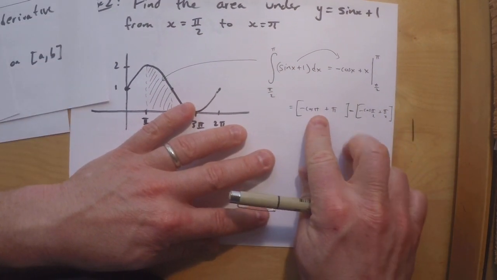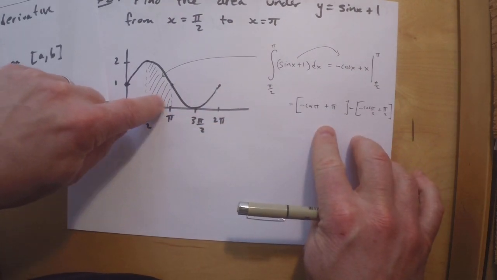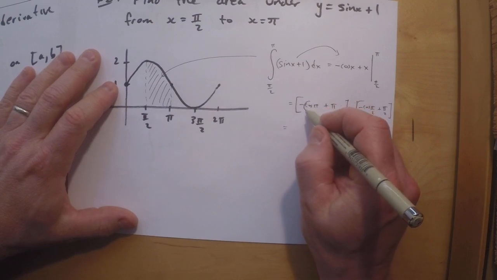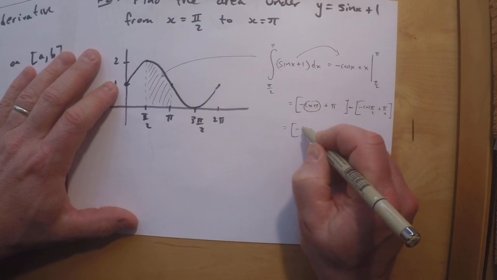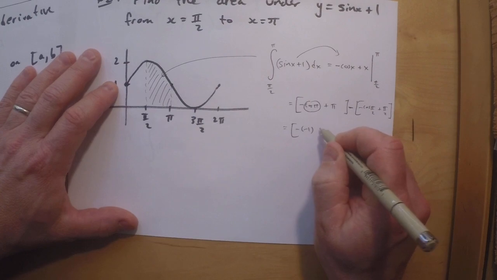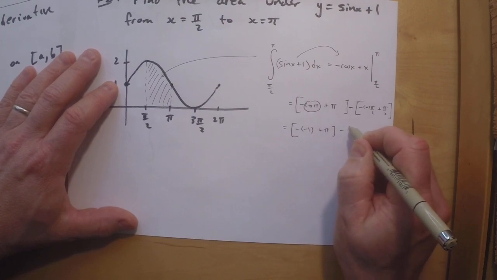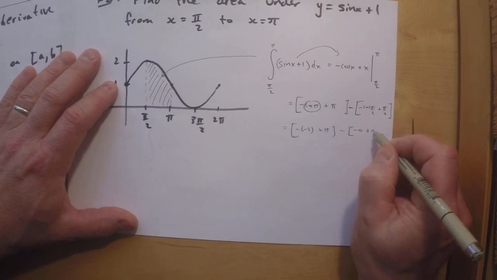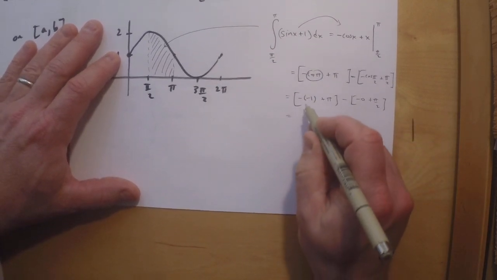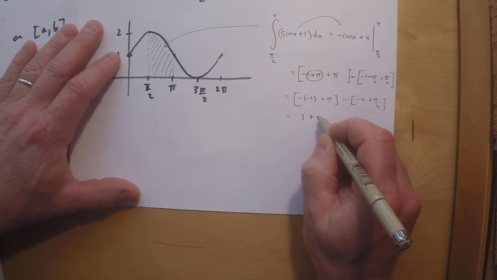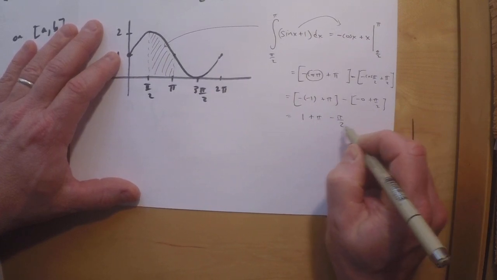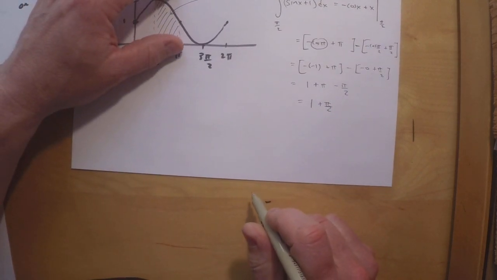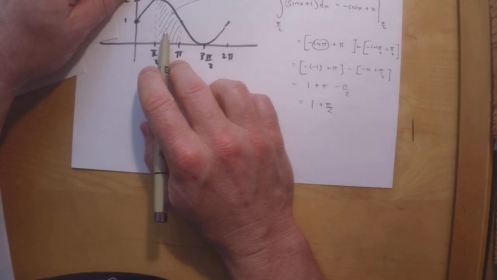And whatever this value minus this value is, that is the area under that curve, which we could figure out now, because remember, cos of pi is negative 1, so it's negative cos pi, which is 1, plus pi. Cos of 90, or pi over 2, is 0. And then just be careful with my symbols here. I get 1 plus pi minus pi over 2, which is 1 plus pi over 2. And that is the area under that curve.